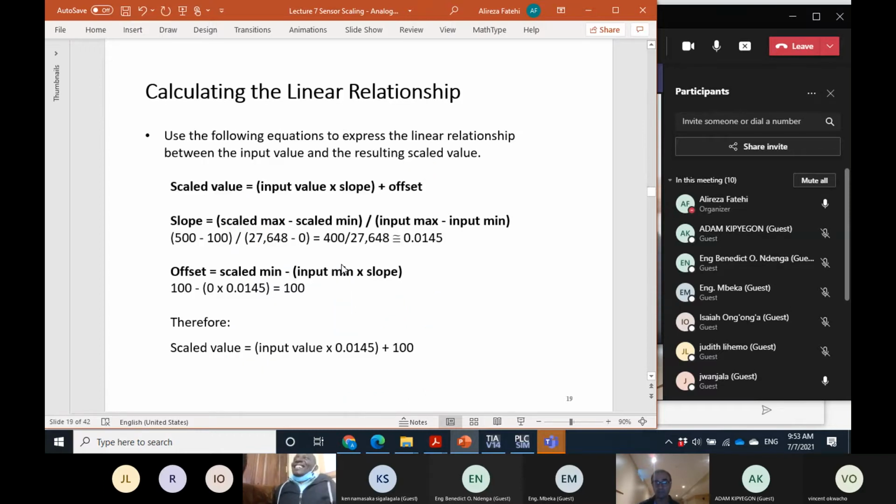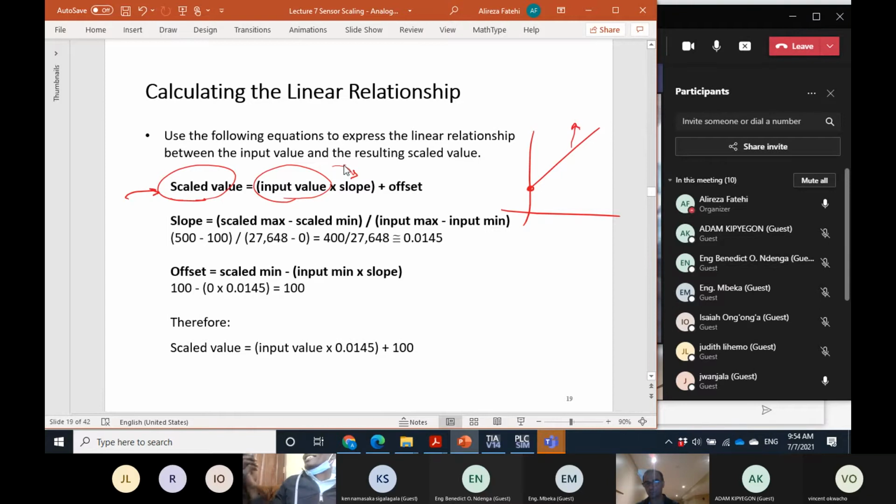The formula, in fact, is this one. How to extract that? I'm sure you know that, or you can simply extract that, but this is the formula. The relation between the scale value and the input value: the input value multiplied by the slope of this line plus the offset. This is the offset, and this is the slope of that. So the slope and the offset.